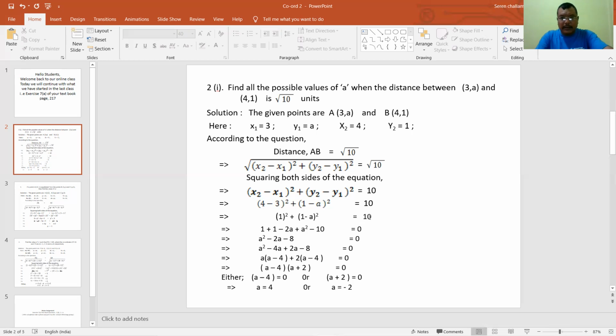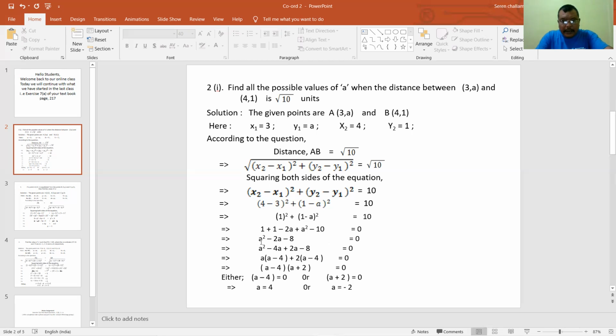Now this 10, which is on the right hand side, we transfer it to the left hand side. Since it is plus, when it comes this side it becomes minus 10, and we are left with 0 on the right. By writing this in standard form, we write a squared minus 2a. Now these numerals, 1 minus 10, we have minus 9... 1 plus 1 is 2 and 2 minus 10 gives minus 8. So a squared minus 2a minus 8 is equal to 0.